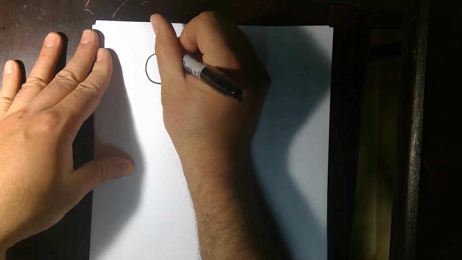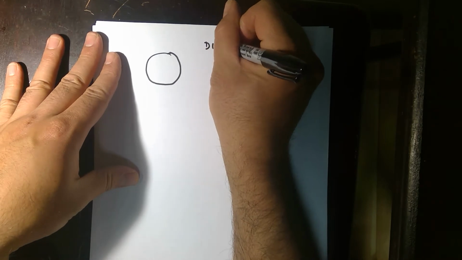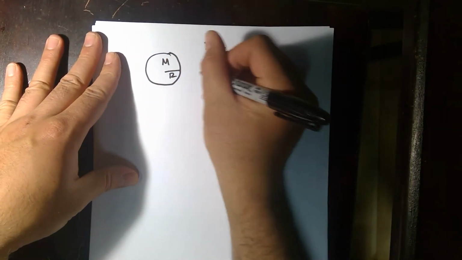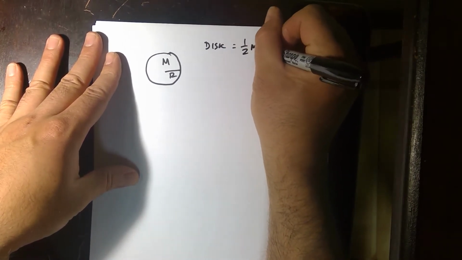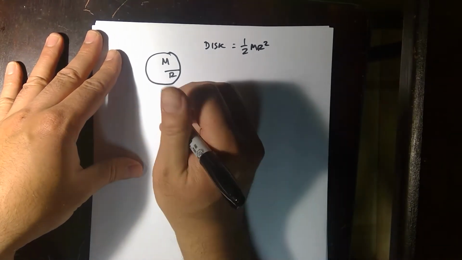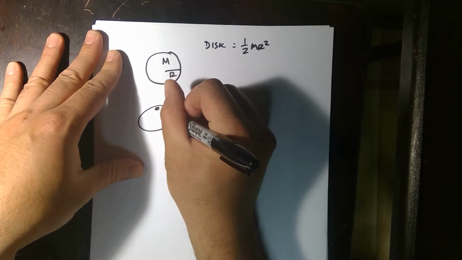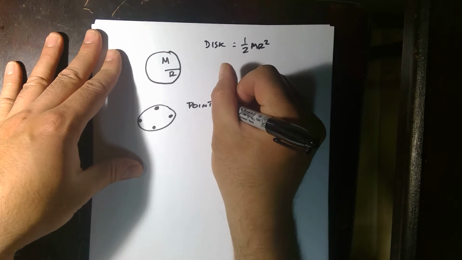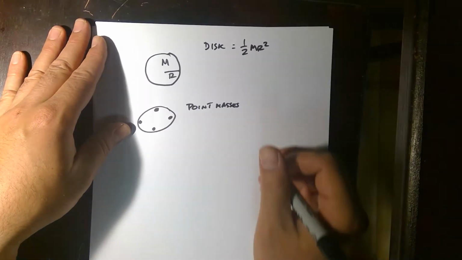So here's our system. The merry-go-round is a disc, right? Let's make its mass M, radius r. 1/2 Mr squared is our moment of inertia for a disc. If we look at the people around it, you might have a person there, a person there, a person there, a person there. We're going to treat them as point masses. They're little dots on the disc as far as I'm concerned here.